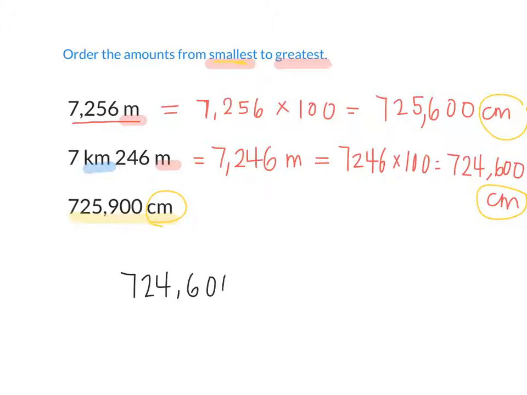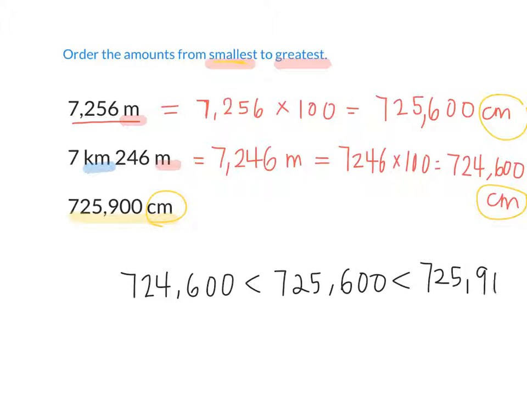124,600. Good. And I can show that that is less than, what's the next one? Anshul? 7,446. Huh? No, wait. And of course we use the same comparison sign to show that that is less than 725,900. Whenever we're ordering numbers from greatest to smallest or smallest to greatest, I told you this before, please write the comparison signs. Okay?